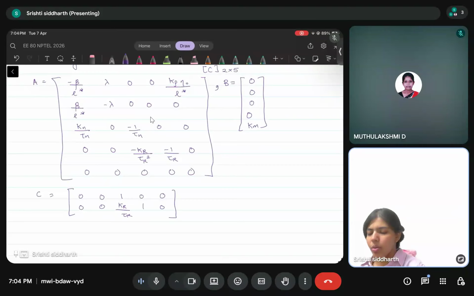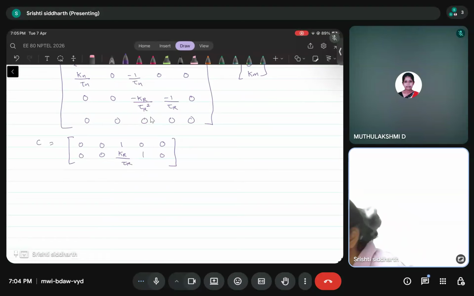Alright, so if we know the values for all of these constants for a nuclear reactor, then we know the linearized model of the reactor, right? Okay. And since now we have a state space model, we can now talk about controllability, observability, and control design.